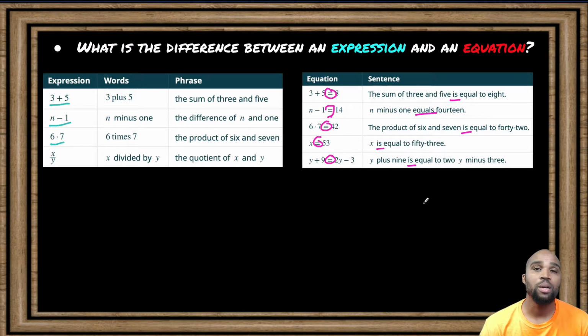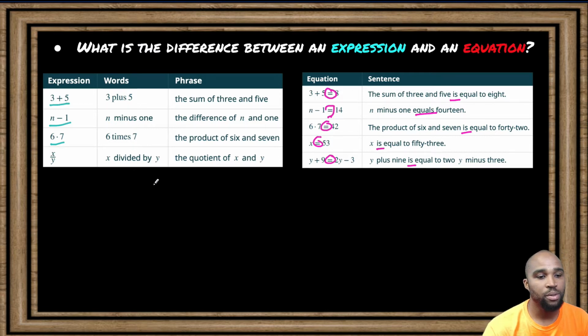An equation simply has an equal sign when an expression does not. If you wanted to get even more detail, an expression has some variables, numbers, and symbols without an equal sign, while an equation has all those things but an equal sign separating the two entities. So hopefully that doesn't complicate it more, but that is the difference between an expression and an equation.